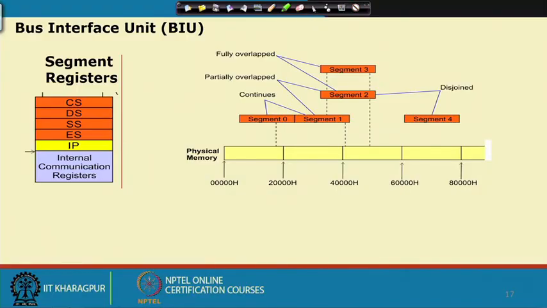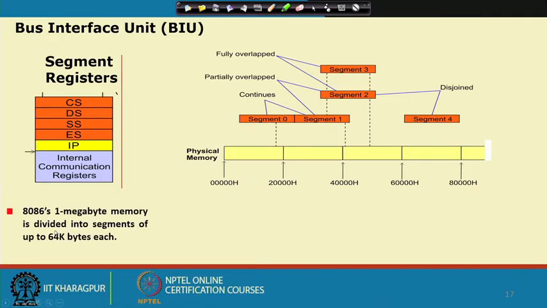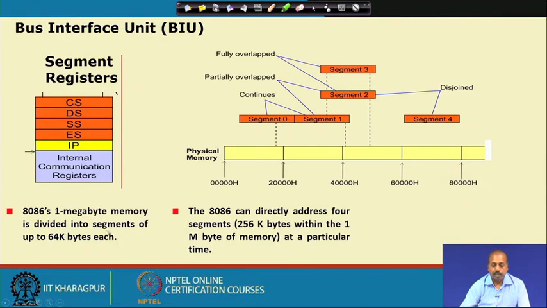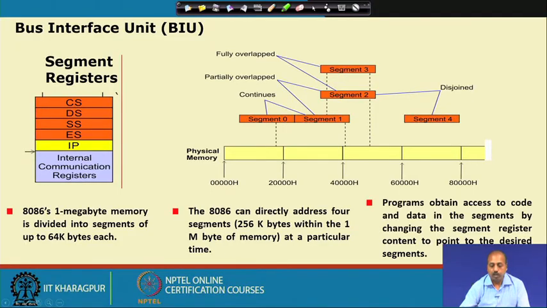This segmenting facility is available in the 8086. The total 1 megabyte of memory is divided into segments of up to 64 kilobytes each, and it can directly access 4 segments of 64 kilobytes. So, 256 kilobytes can be accessed by any program on the 8086 at a particular time. So, how does it access?